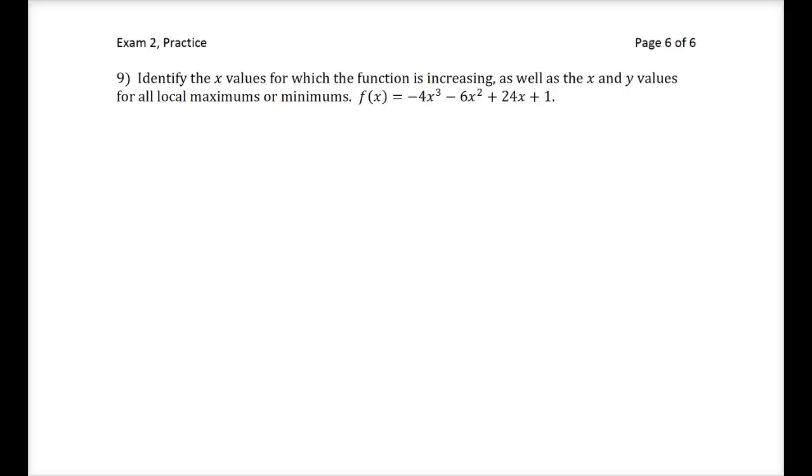All right, so for question number 9, we're asked to find the x values for which the given function is increasing, as well as the x and y values for all local maximums and or local minimums. And so when we talk about local max and local min, we know that what we're talking about is where the peaks and dips of the graph are. And we can identify those where the slopes of the tangent lines are horizontal. So for us, what that means is we take the derivative of our function and set it equal to 0. And at those critical values, we know that we either have a peak or a dip.